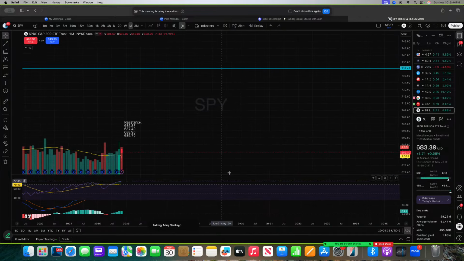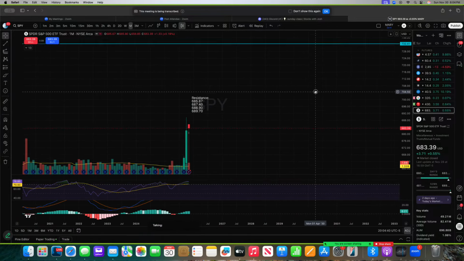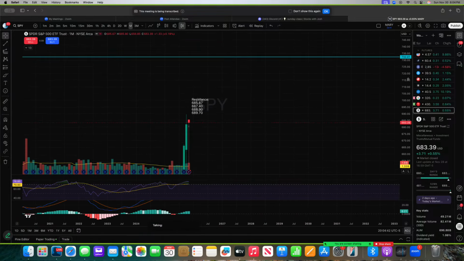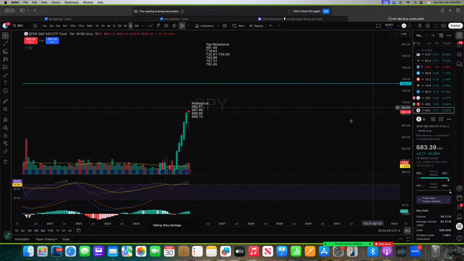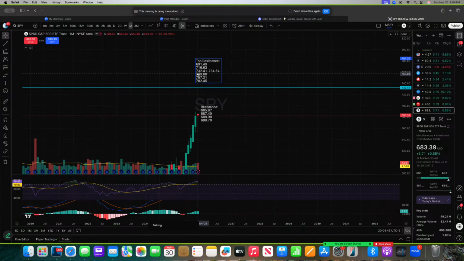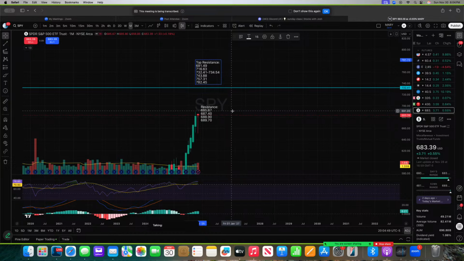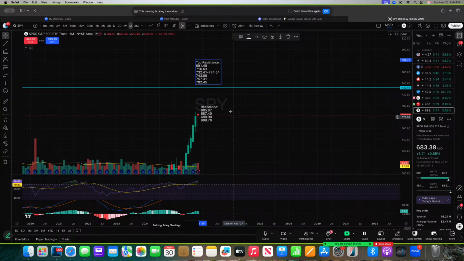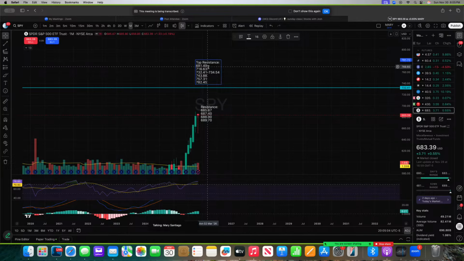Where's my top resistance? Hold on. I had a top resistance right there. If we break above that 689, there is a possibility that the highest SPY can go could be that 732 to 734, right? We have 691, 716, 732, 734.